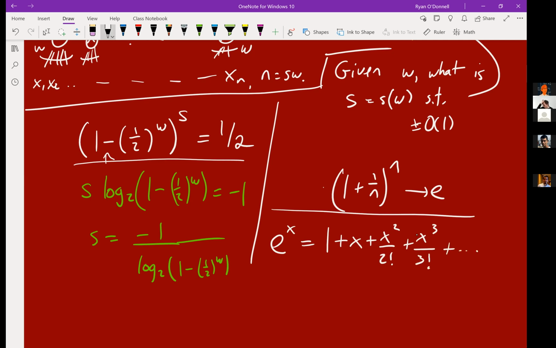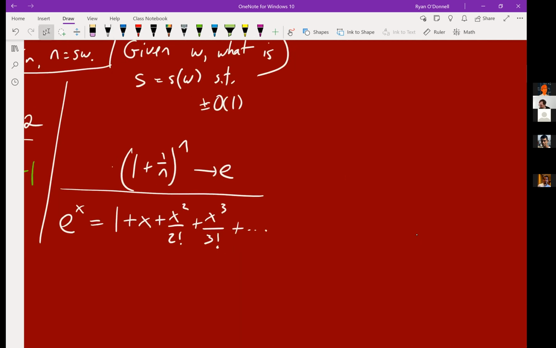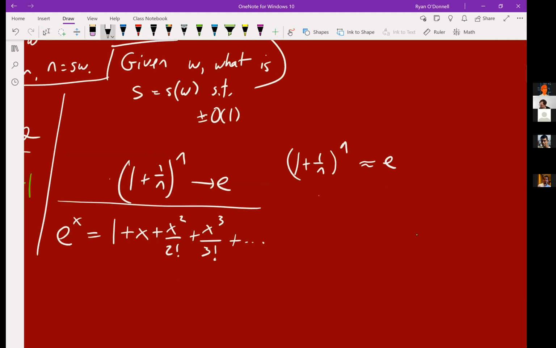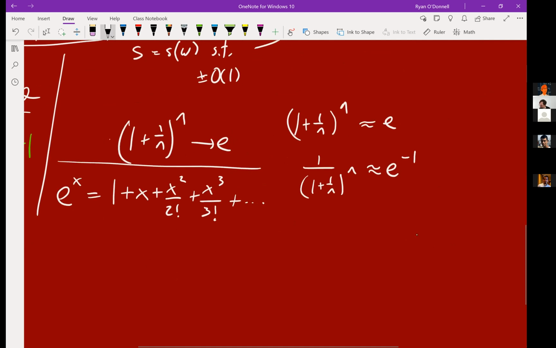I'm not sure I understood what you wanted. Well, I don't have something specific in mind per se. Although, actually, here's an observation. If you just say that intuitively (1 + 1/n)^n is approximately e, we can take the reciprocal of both sides. So 1 over (1 + 1/n)^n is approximately e to the -1. But this is 1 over 1 + 1/n, to the n. And what is this approximately equal to?